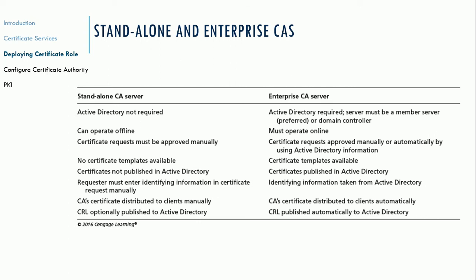Whereas on the enterprise side, this is where we have tighter integration with Active Directory, so it's required on an enterprise CA server. It must be in online mode. Certificate requests are automatic, although manual works as well. Certificate templates are available. Certificates are published in Active Directory, again helping with the automation. Identifying information is taken from Active Directory for requesting a certificate. CAs are distributed to clients automatically, and CRLs are published automatically to Active Directory. You can see here that with an enterprise CA server, a lot of the tasks are automated through Active Directory.